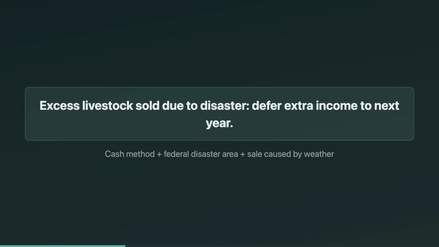First, postponing gain when weather forces excess livestock sales. If drought or flood makes you sell more animals than normal, a cash basis farmer can push the extra income into the next year. Exam tip: they love the checklist. Principal business must be farming, cash method required, and you must prove the extra sales happened only because of the weather event in a federally designated disaster area.